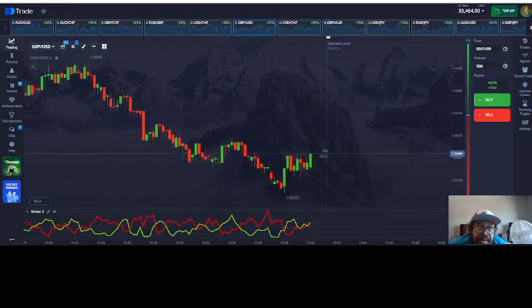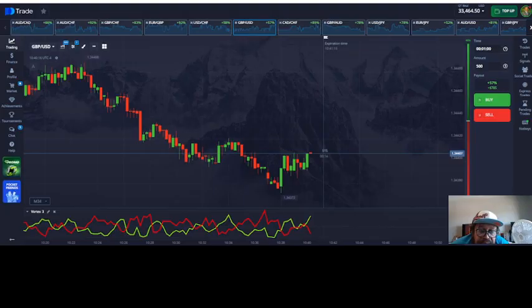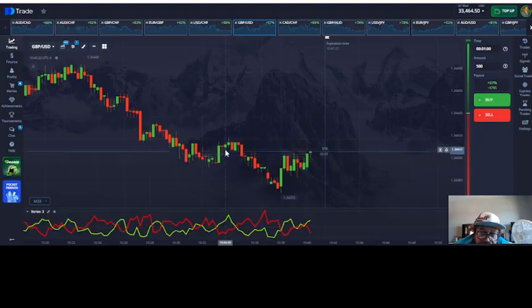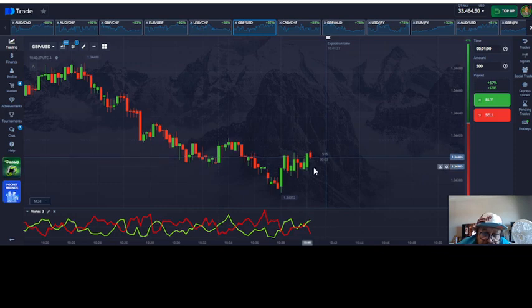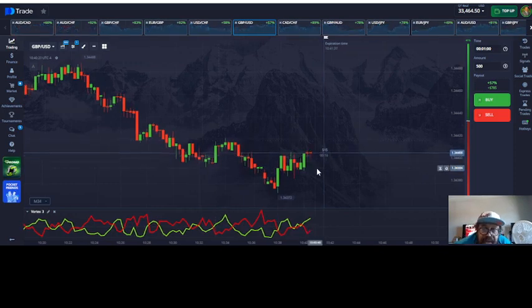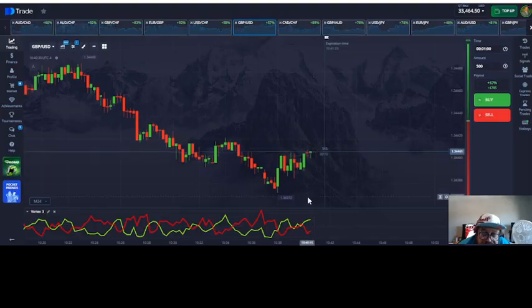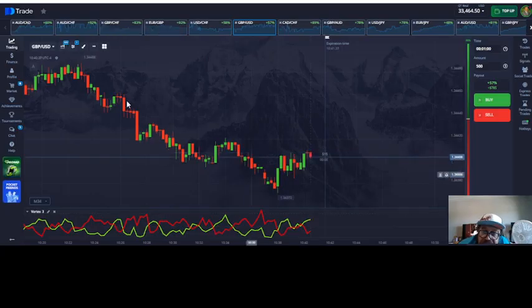Okay, so I'm on the Great British Pound USD currency pair. And the reason why I've identified this currency pair is, first of all, we're seeing a general bearish trend here. It appears to be retracing back upwards, but I'm anticipating a bearish reversal sometime here that aligns with the current bearish trend.